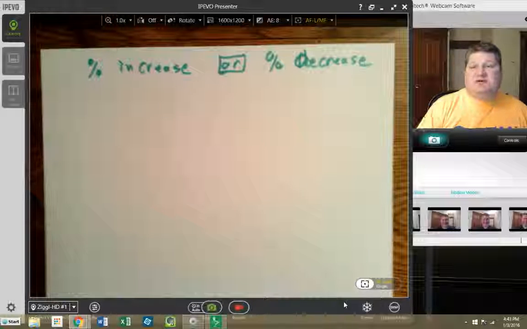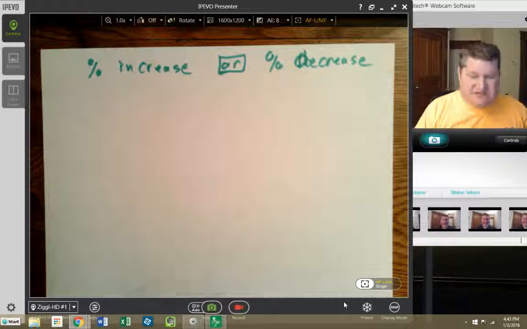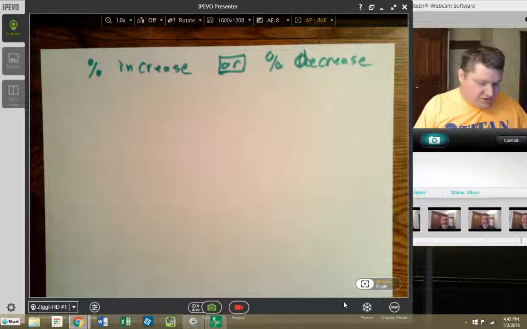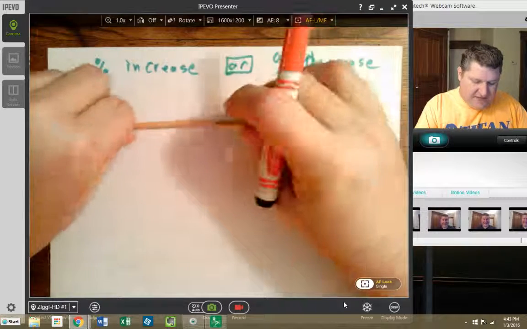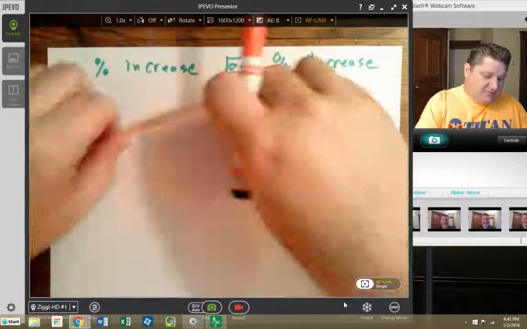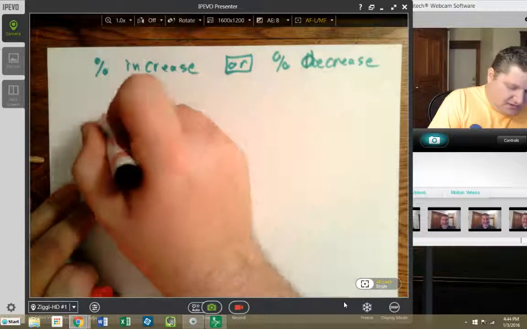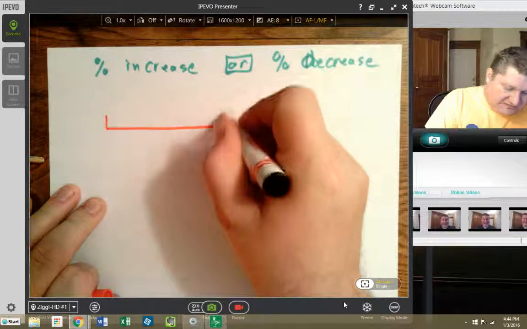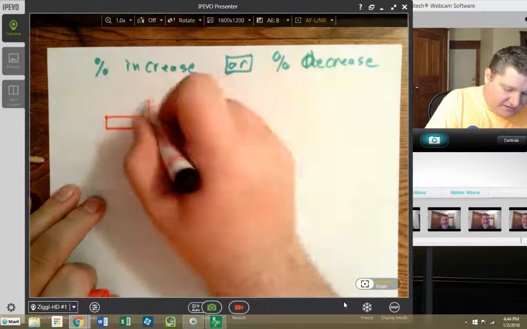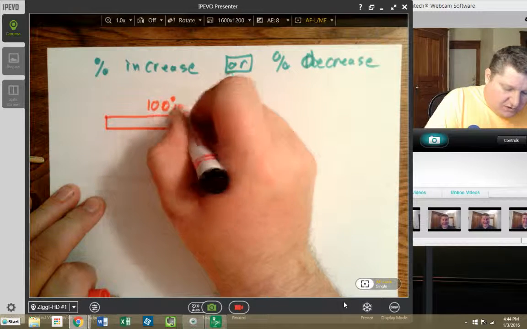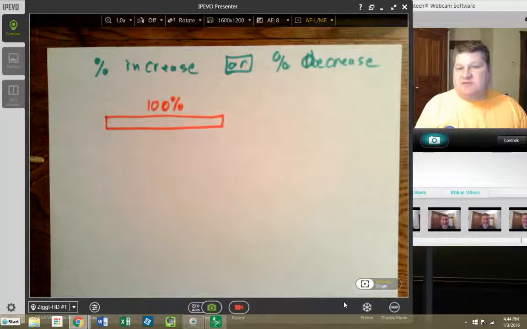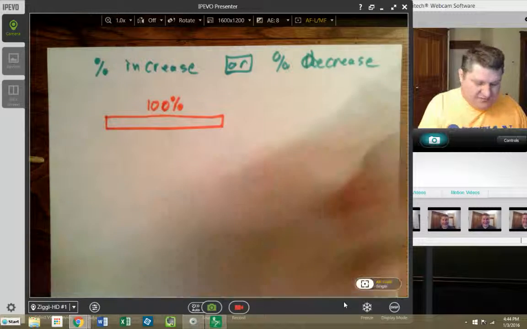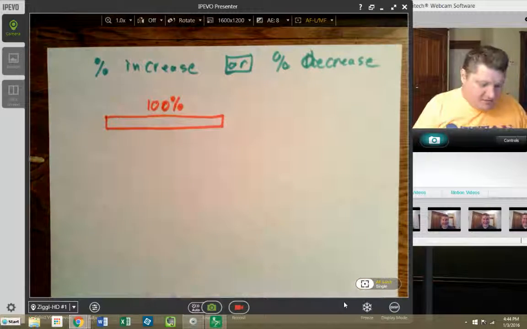Okay, ladies and gentlemen, let's talk about percent increase or percent decrease. Now, let's go back to our little stick and our little money, because when we had our little graphs, we said this strip right here represents 100% of something. Maybe 100% of money, it may be 100% of stick.